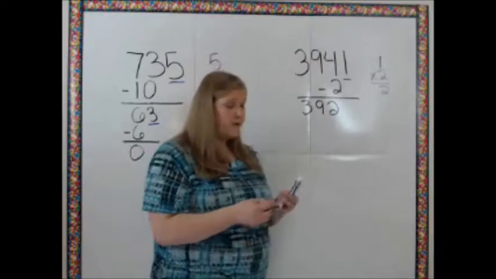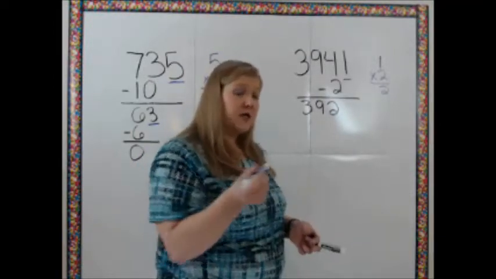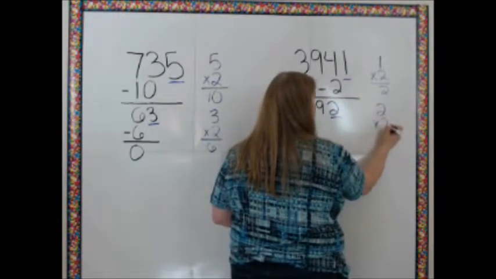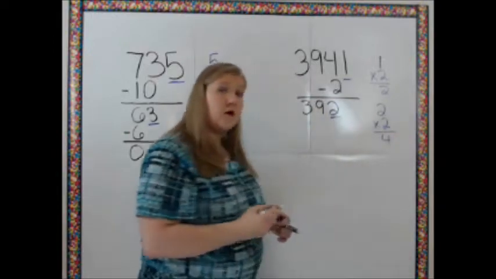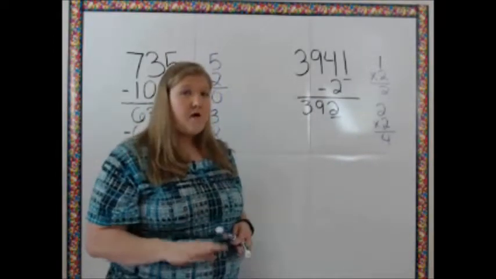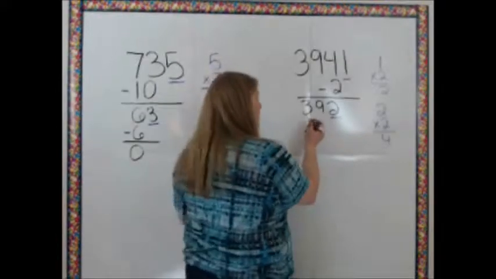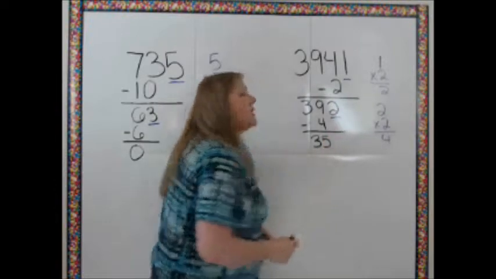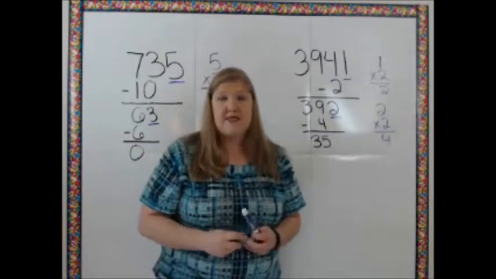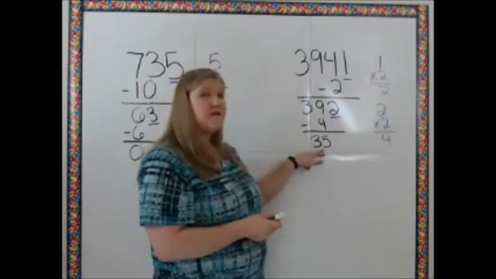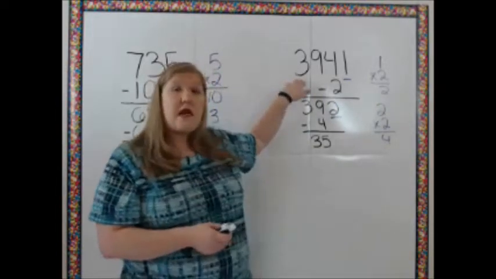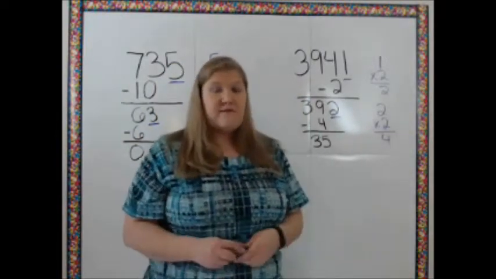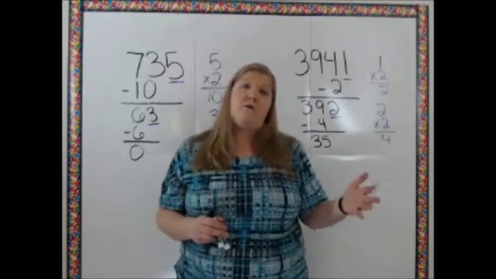Let's see what happens. Okay, so again, I'm going to look at the last digit and I'm going to multiply it by 2. So I have 2 times 2 is equal to 4. And I'm going to subtract 4 from the remaining digits. So 39 minus 4 gives me 35. Is 35 divisible by 7? Yes, it is. So, since I know that 35 is divisible by 7, I know that 3,941 is also divisible by 7. So divisibility by 7, it's got a little bit more to it than any of the other rules we've learned up to this point.